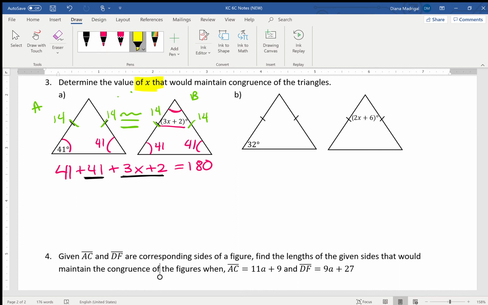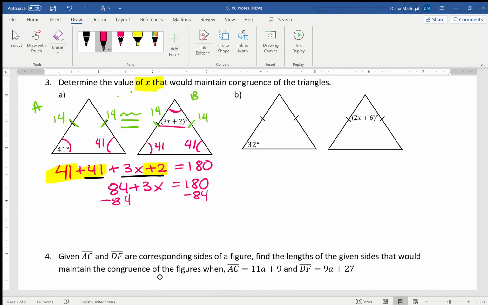You're going to have to combine 41 with 41 and 2. Not 3x, because 3 has the x. They're not like terms. So 41 plus 41 gives me 82, plus 2 gives me 84. So now I have 84 plus 3x equals 180. To solve for x, remember we have to subtract 84 from both sides.